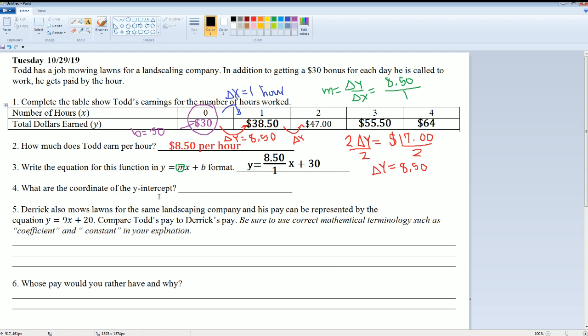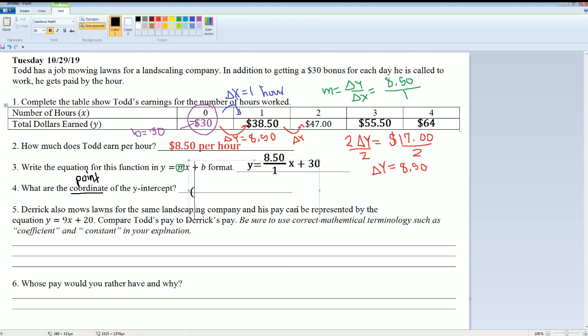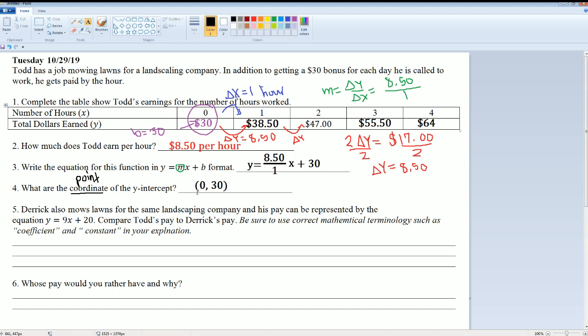What are the coordinates for the y-intercept? We already talked about it. It was in purple right there. They're looking for the coordinate, and a coordinate means a point. The point is x comma y. We know our x was 0 because it is the y-intercept, and y is the number 30 based on the scenario. That would be your coordinate for the y-intercept. But most of the time we just use the letter b equals whatever value y is.